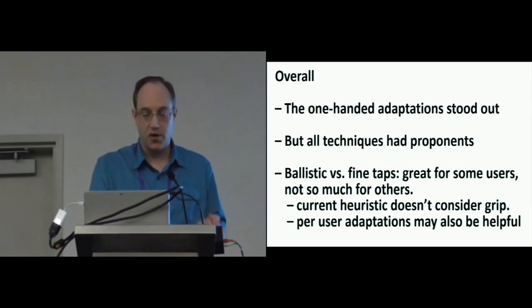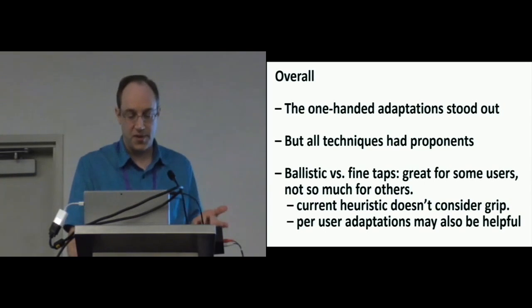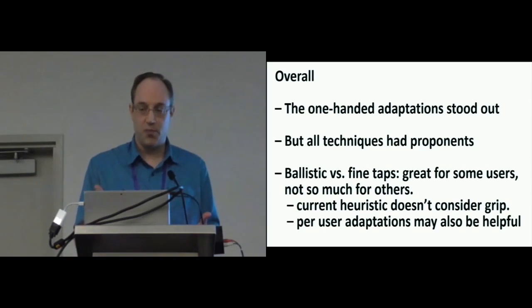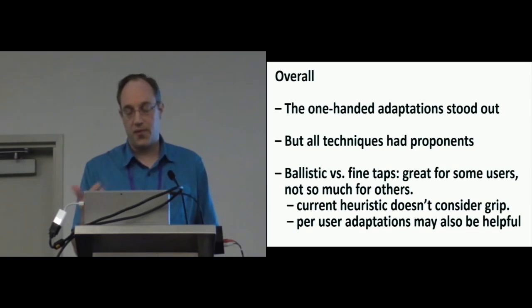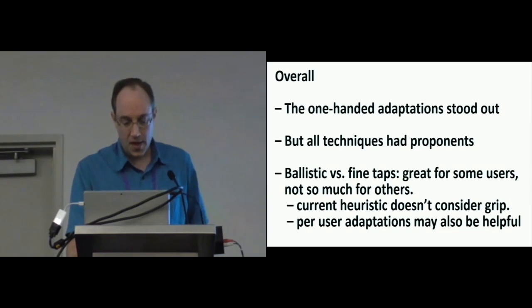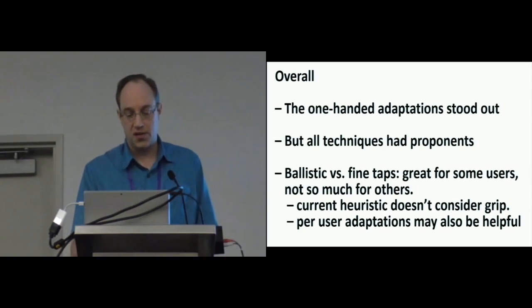And partly that's because the current heuristic we're using does not consider the grip, which we realized after the fact and we're kicking ourselves. But in the actual user test, people were using it both ways. So if you use it with your thumb, for example, it just wasn't tuned for that. And we also feel that per user adaptations may be helpful.